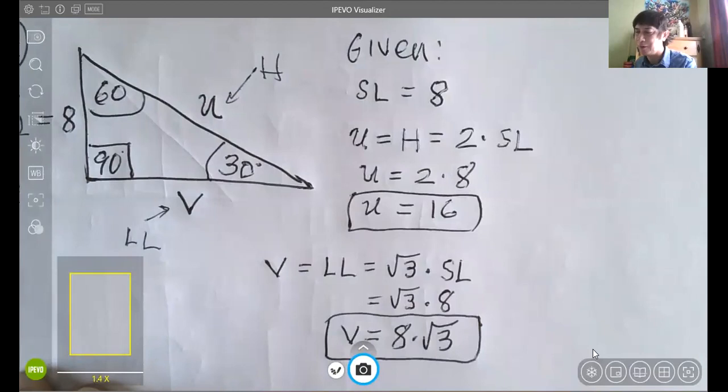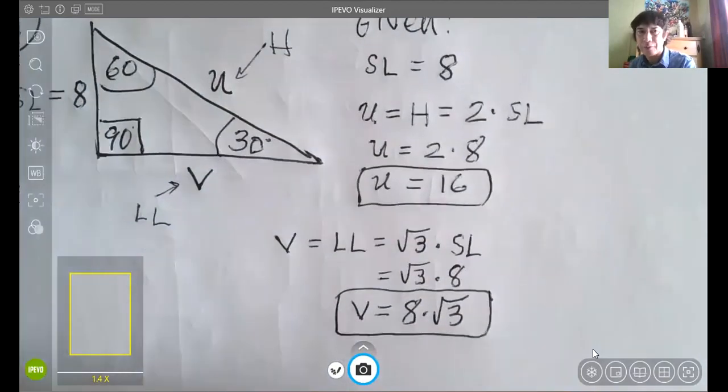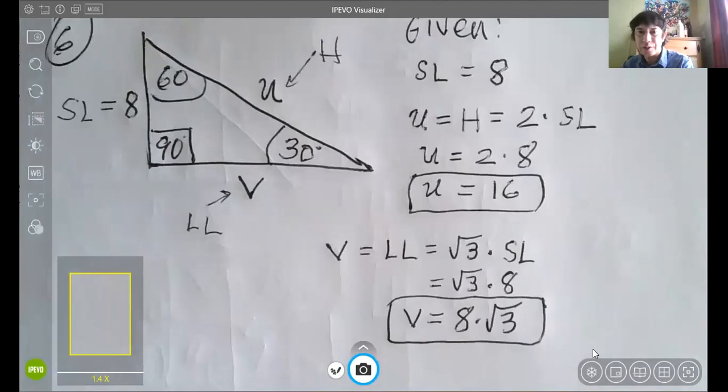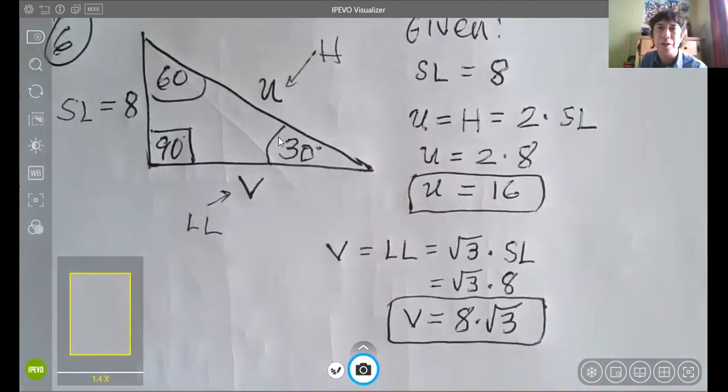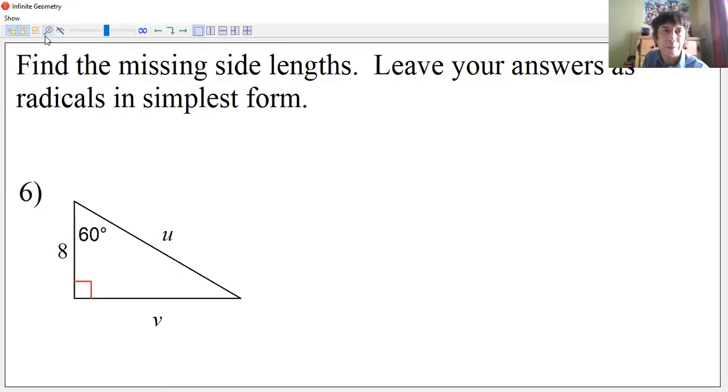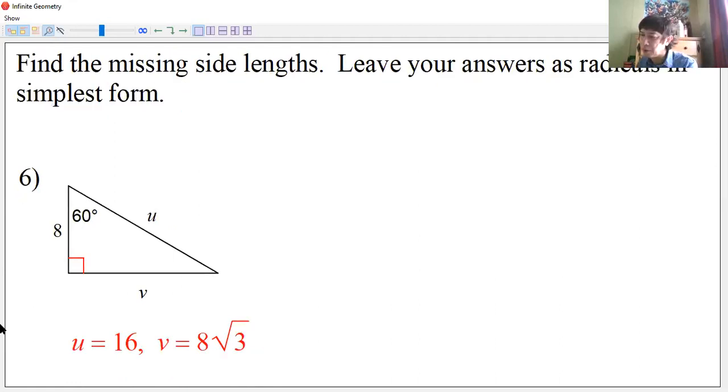Okay, so these are our answers for our number 6. So 16 and 8 square root of 3. All right, let's verify. Let's see our problem set, and we should be able to check the answers over here. So the hypotenuse is 16 and the longer leg is 8 square root of 3.